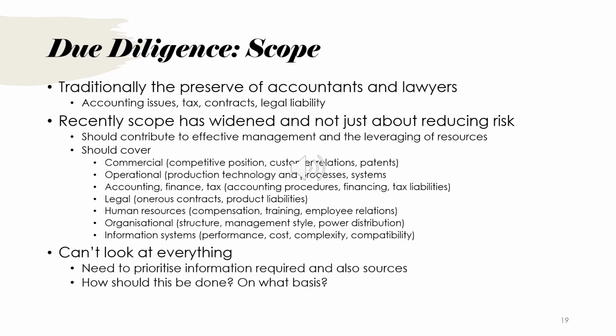So traditionally, due diligence was carried out by accountants and lawyers looking at accounting issues, tax, contracts, legal liability. Better acquirers tend to widen the scope, and they tend to realise that good due diligence will help them effectively manage the target better. And therefore, due diligence should cover all of the following, which is commercial issues, operational issues, accounting, finance and tax, of course, legal issues, human resources, organisational issues in terms of structure, style, power, and information systems. And I would see those as being the minimum for due diligence.